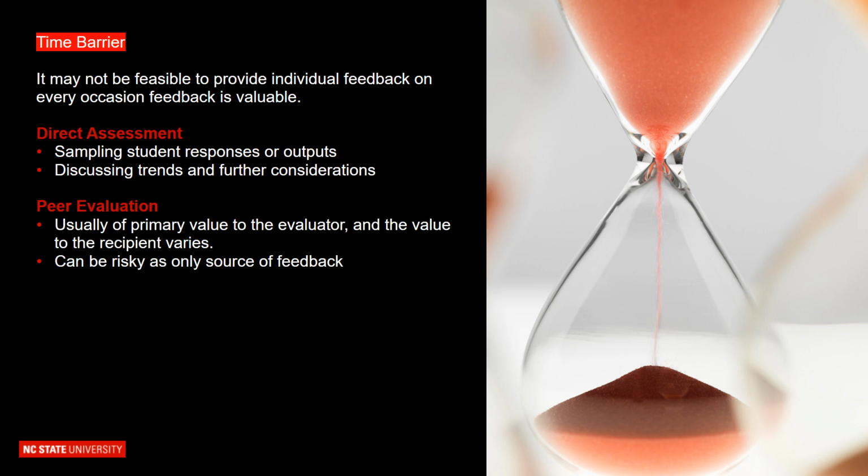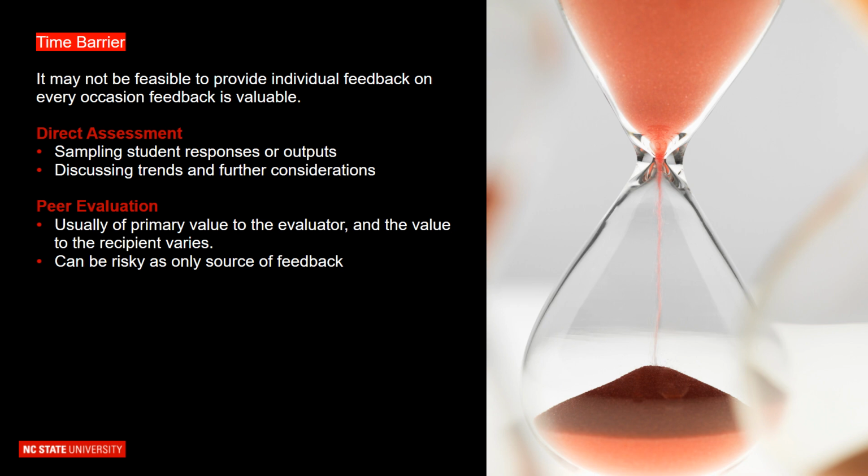In these cases, direct assessment and feedback of student thinking can still be achieved. Sampling student responses or outputs and discussing trends and further considerations to explore with the class as a whole is an effective way to provide feedback. Sampling can be done by a variety of methods, formally and informally.